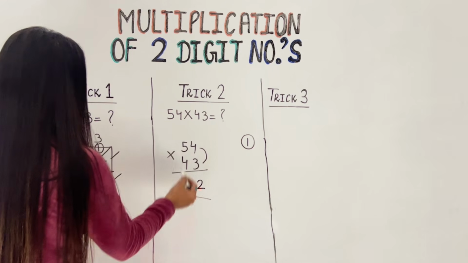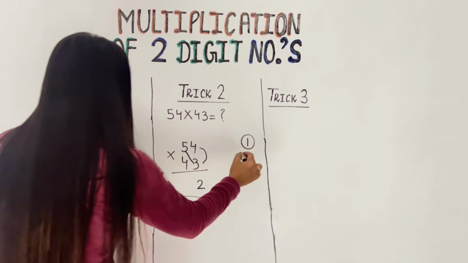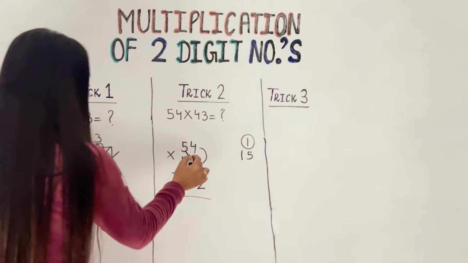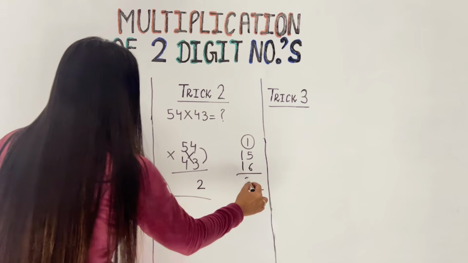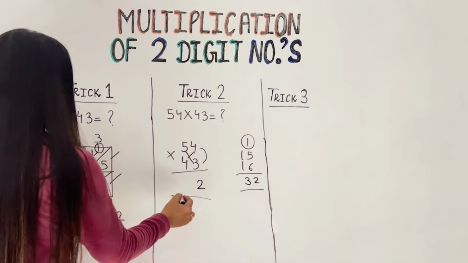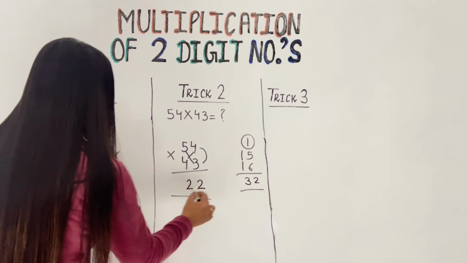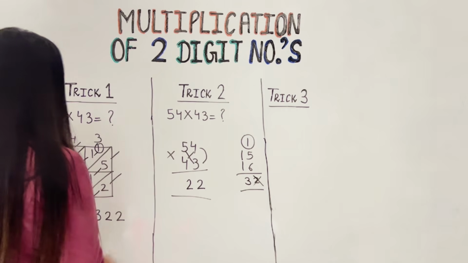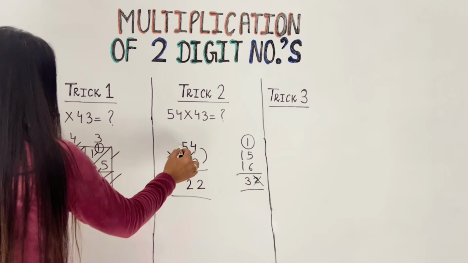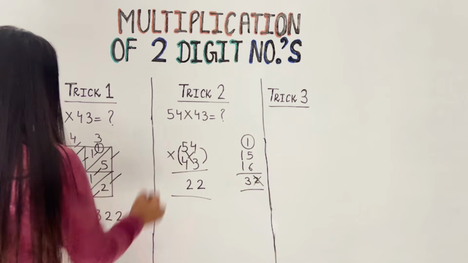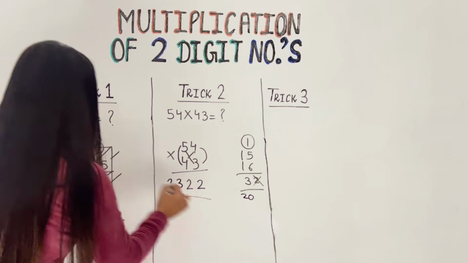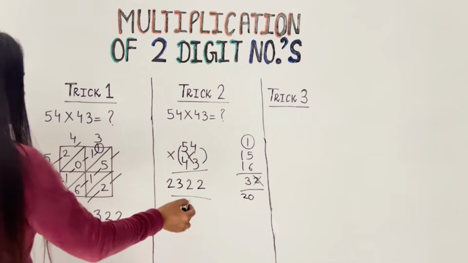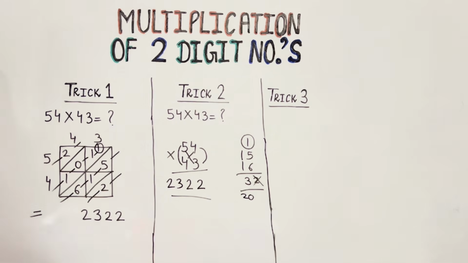Now for the next digit, we have to do cross multiplication. What is 5 into 3? 15. What is 4 into 4? 16. Now add all the numbers together. So it's 32. Again, you can write one digit at a time. So you will write one digit and carry the 10th digit. Now you will multiply the extreme left digits, that is 5 into 4, 20. Now what is 20 plus 3? It's 23. So the answer is 2, 3, 2, 2. The same answer that we got in trick 1.